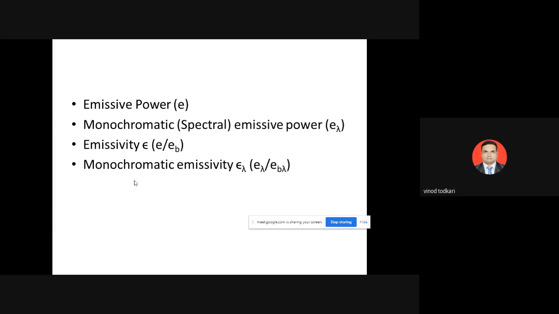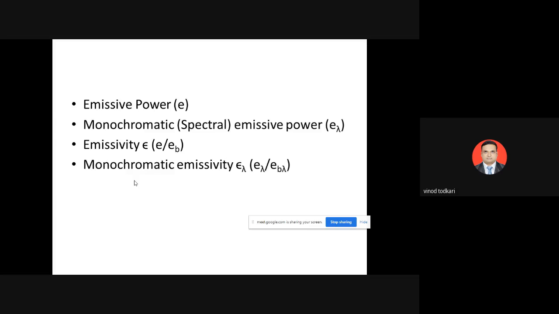Emissivity is defined as the ratio of emissive power of a surface or a body to emissive power of a perfectly black body at the same temperature. I repeat, emissivity is defined as the ratio of emissive power of a surface to emissive power of a perfectly black surface at the same temperature. Right? The range of emissivity is 0 to 1. For a black body emissivity will be 1. As it is a ratio of similar quantities, it is a dimensionless or unitless quantity.